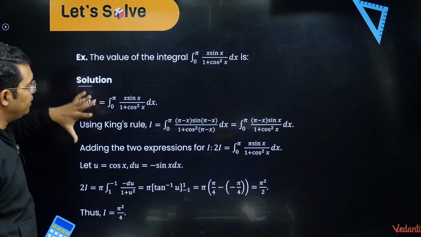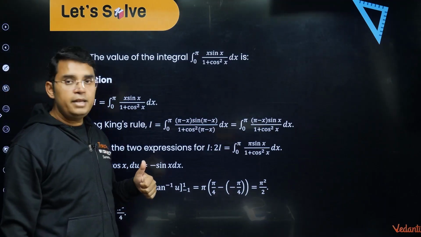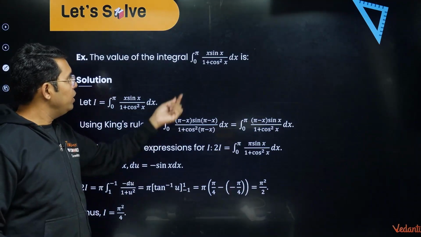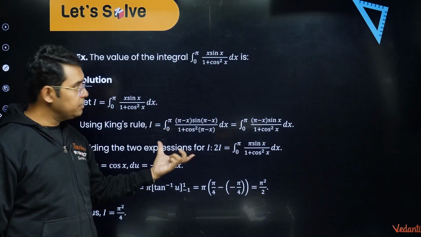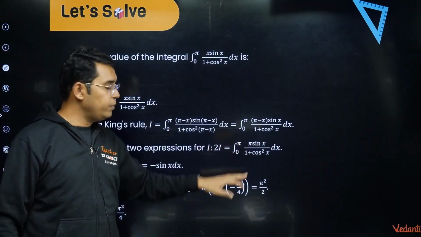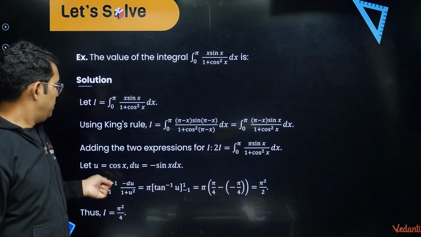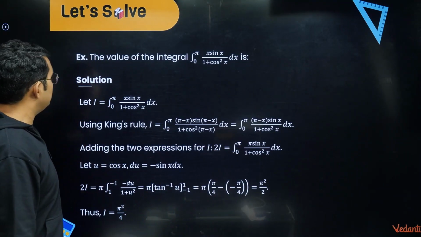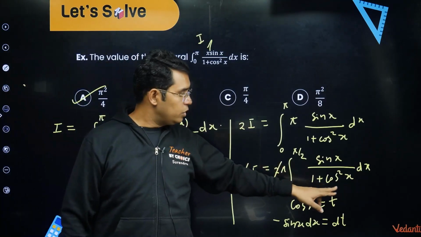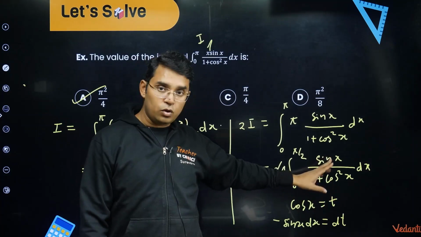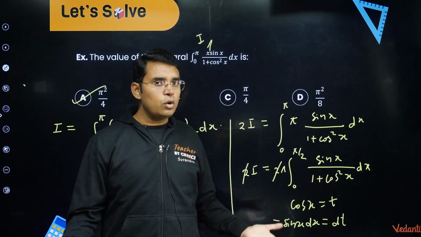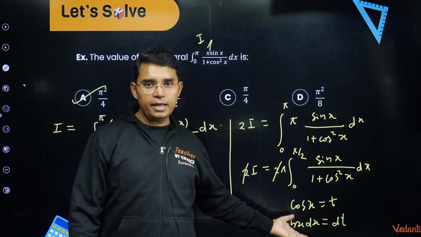I don't think there can be any other method for that. More or less it will be the same, that first you have to eliminate x by using King's rule, then adding them, and then after that step you may write cos x as t, or someone may say that sir, I will like to write cos x as sin x and sin x as cos x after applying King's rule, but there is not much advantage. It's the same thing as this thing.